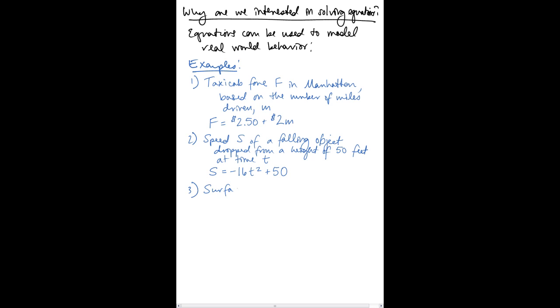Here's another kind of equation we might see. We want to calculate the surface area of a cylinder with radius r and height h. That surface area is represented by the letter s. Then we could write it in an equation like this: S equals 2 pi r squared plus 2 pi r h, for example.